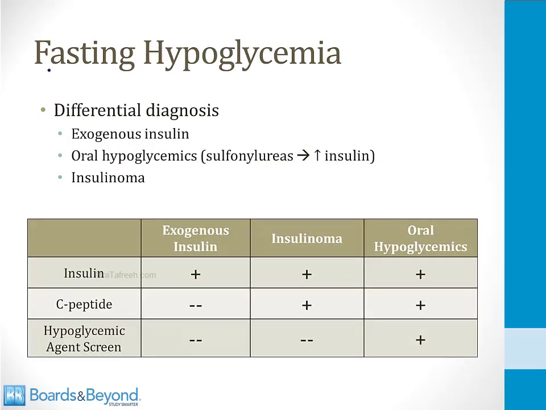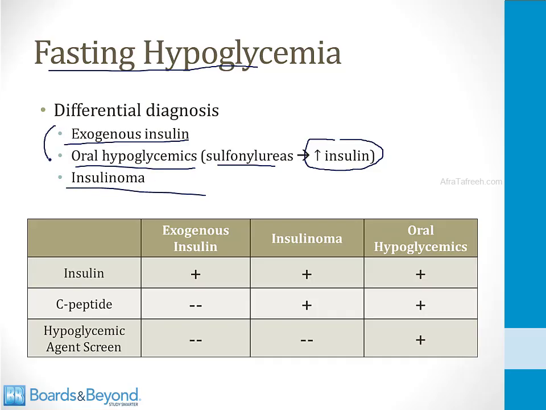When an adult patient has fasting hypoglycemia, the differential diagnosis includes exogenous insulin administration, oral hypoglycemic drugs like sulfonylureas, which increase insulin secretion from the pancreas, and then finally, an insulinoma. So you need to exclude these two causes before you can make the diagnosis of an insulinoma.